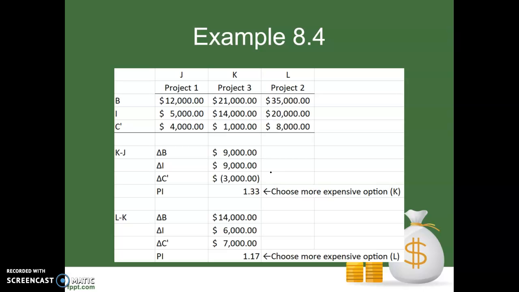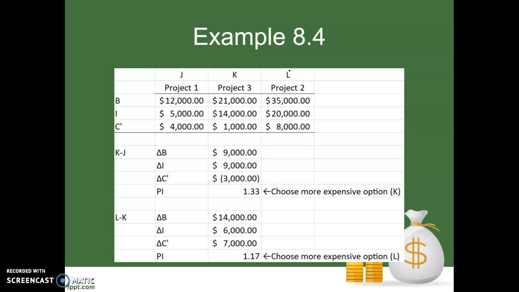And here's the screenshot from a spreadsheet I had made earlier, but it shows the same results. In the first round, we compared J and K, projects 1 and 3, and found that the more expensive option, project 3, was the better option. Then we take that option and compare it to the next most expensive, which would be project 2, identified up here with the letter L. And again, we come up with a profitability index greater than 1, indicating that we should go with the more expensive project.